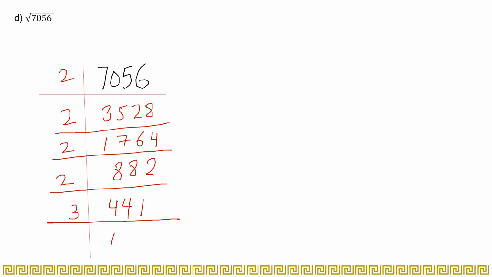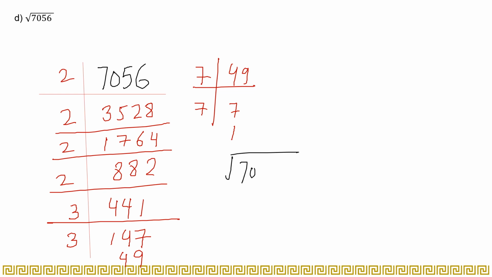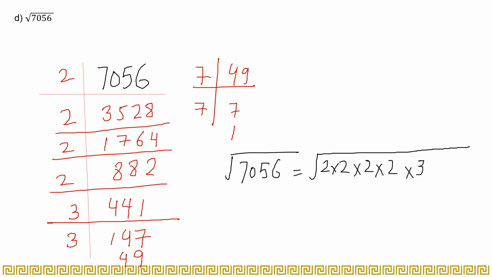Now let's try this number with 3. 3 1s are 3, because this is not divisible by 2 since at the end of the number there is 1. 3 1s are 3 and 3 4s are 12 and 3 7s are 21 and 3 4s are 12 and 3 9s are 27. Now 49. 7 7s are 49 and 7 1s are 7. Again, doing it the same way, the root of 7056 is equal to, placing the root at the top of the numbers, 2 multiplied by 2 multiplied by 2 multiplied by 2 multiplied by 3 multiplied by 3 multiplied by 7 multiplied by 7.